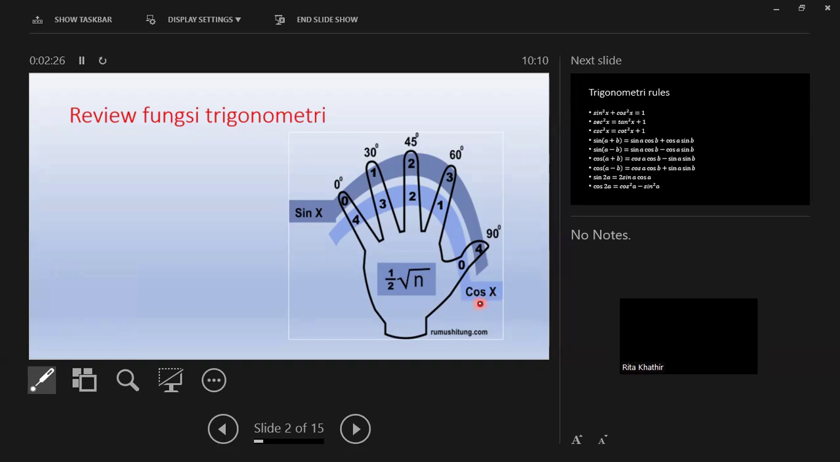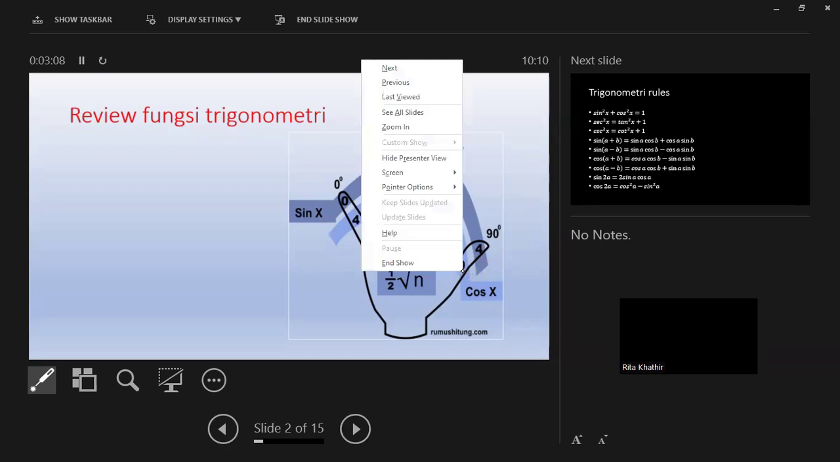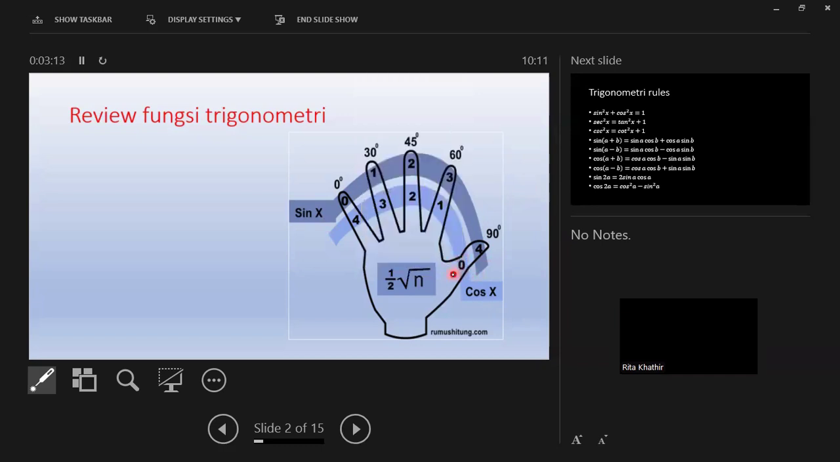Look here. We have two trigonometric functions, cosine x and sine x. Look, for sine x, we can count from your fingers, from the baby finger as 0, and then the ring finger, okay, 1, and so on until the thumb. The opposite for cosine x, we count from the thumb as 0. So the formula to know the value of sine x and cosine x is half multiplied by the root of n.